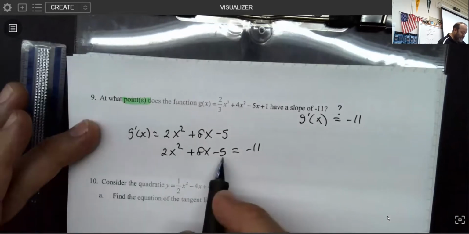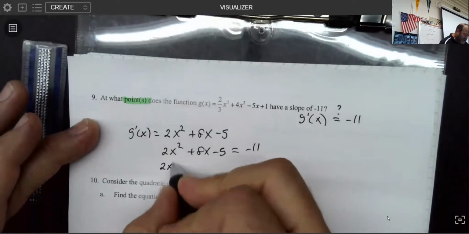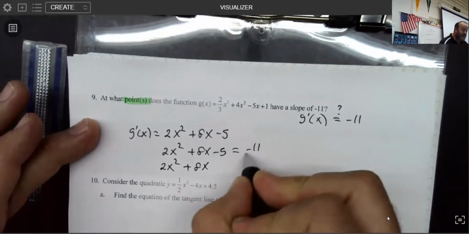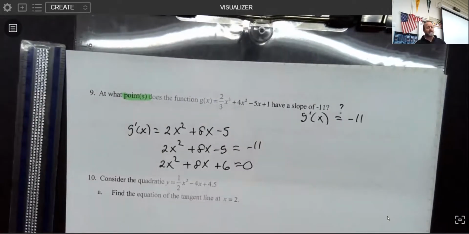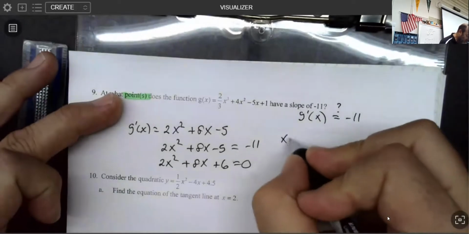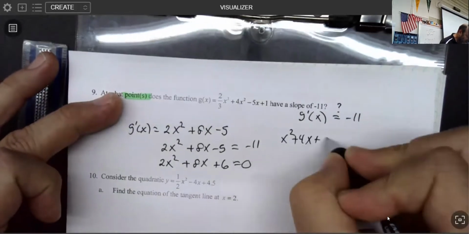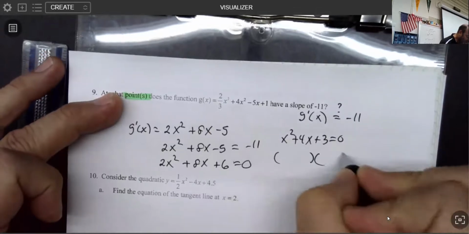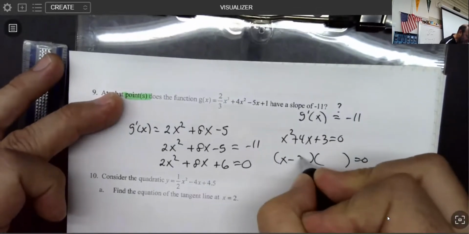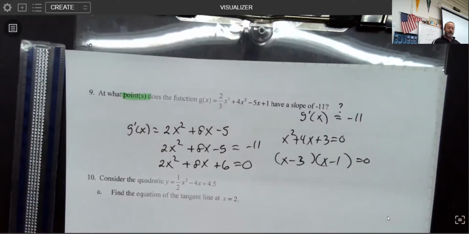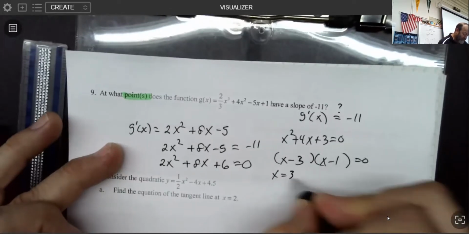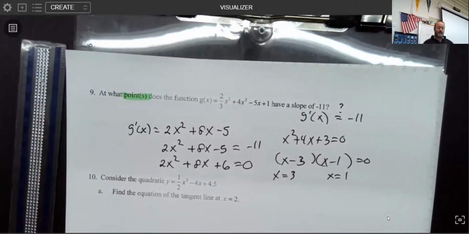I'm going to move that 11 to the other side, which is going to yield a new simple equation. Adding 11 to both sides, of course, gives me 6. Now, not surprisingly, sometimes these things happen. Let's divide everything by 2, which is going to lead me down to x squared plus 4x plus 3 is 0. What do you know? Yet another example of a factorable quadratic. So it appears that the two values where that derivative is equal to -11 happen to be at x equals -3 and at x equals -1.